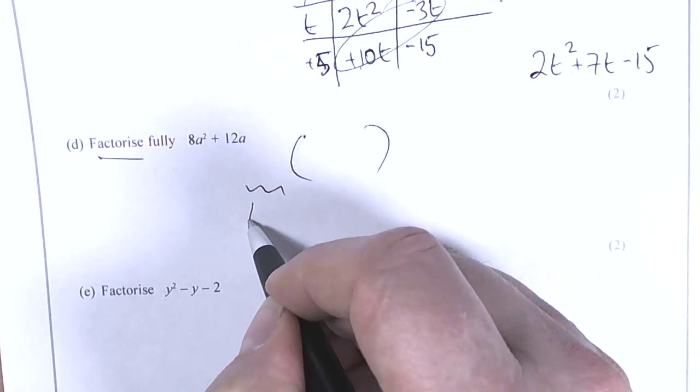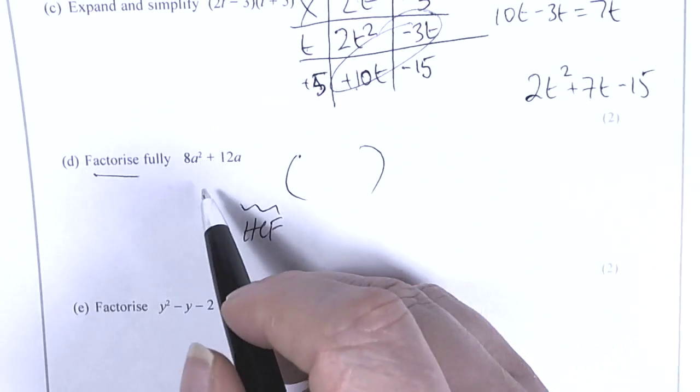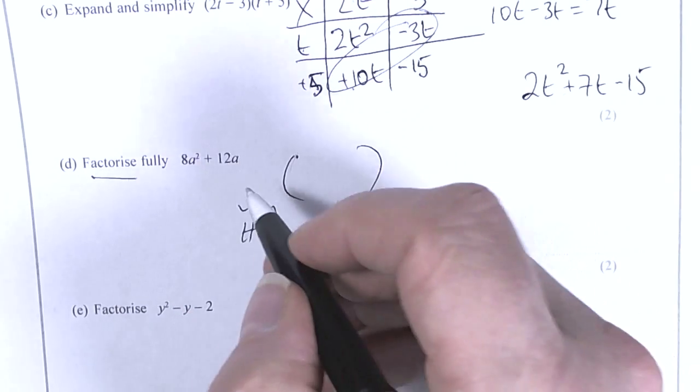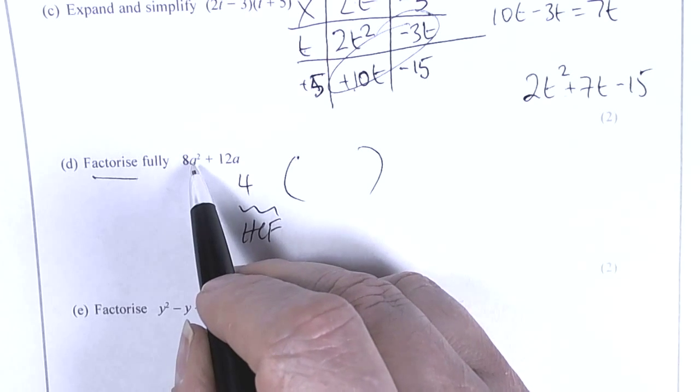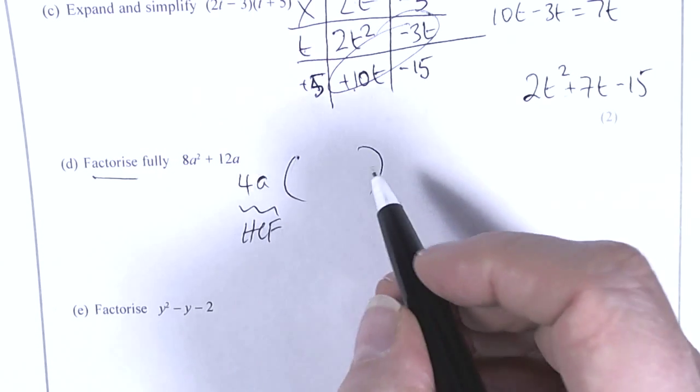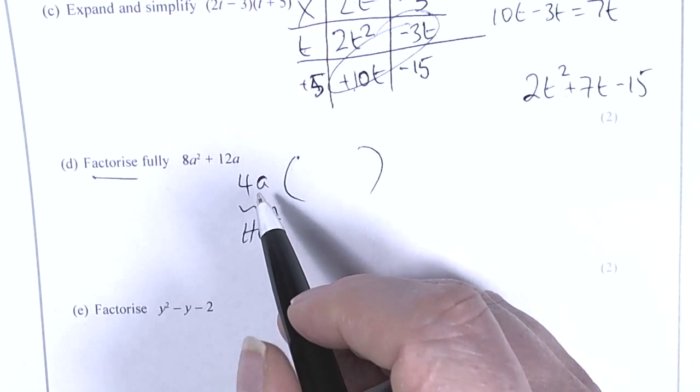So outside the bracket we need the highest common factor. Well, when we look at these, we can see 4 goes into both 12 and 8 as the highest common factor. And then when we look at the a parts, we've got an a squared and an a. Well, a will go into both of those. So the highest common factor is going to be 4a.